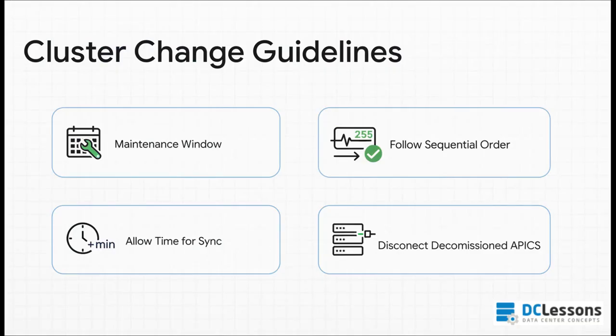And before you even think about changing the cluster size, follow these golden rules. 1. Always do this in a maintenance window. 2. Use the commands we just learned to make sure the existing cluster is fully fit, meaning it has that health score of 255 before you start. 3. Follow that sequential order religiously. 4. Be patient. Data sync can take at least 10 minutes per APIC. And finally, once you decommission an APIC, physically unplug it from the fabric.